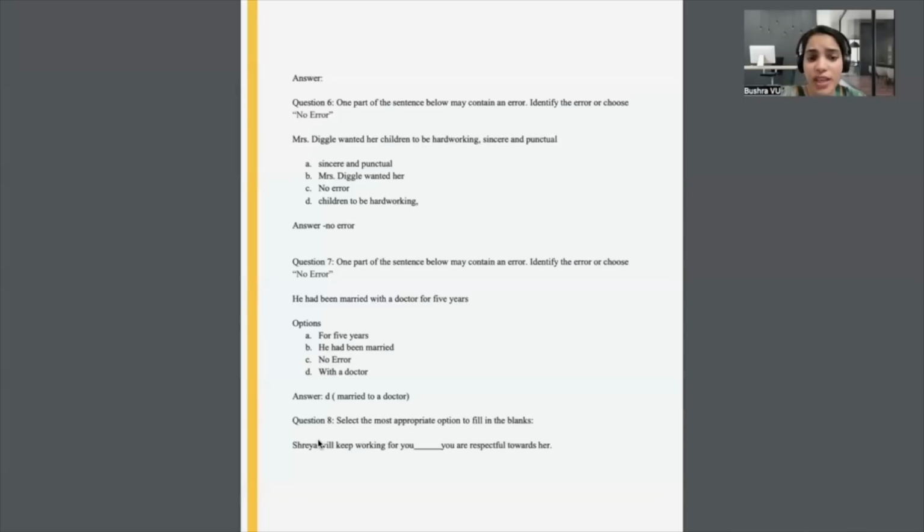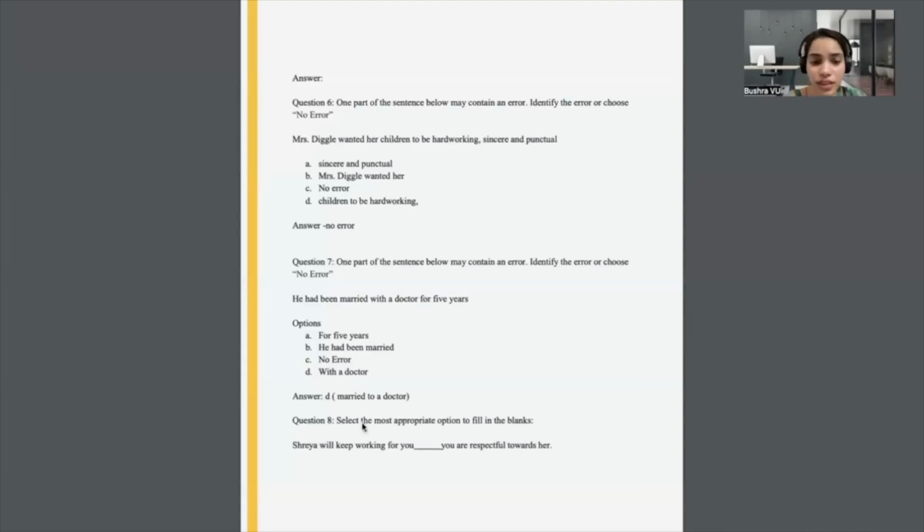Okay. He had been married with a doctor for 5 years. Now, if you see this part of the sentence, right? He had been married with a doctor. No, you do not marry with a doctor. You marry to a doctor. You marry to someone, right? You get married to someone. To is the correct preposition that is to be used. So that's why this part of the sentence has a problem with the doctor. Answer is D. Because you get married to someone, not with someone.